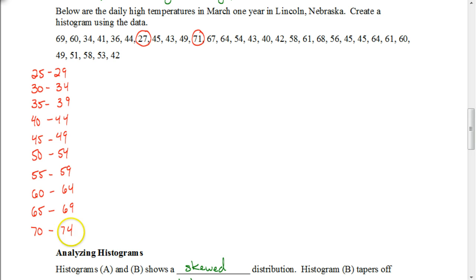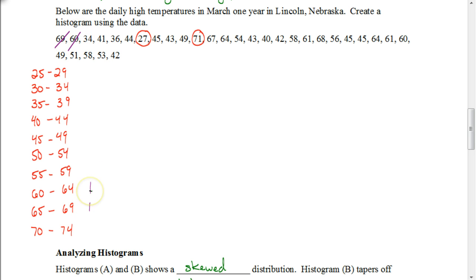Okay, so I have all my bins created where I can include all of the numbers now that are in this data set. So that's my first step. My next step is to start to count the observations that are in each bin. So I'm going to basically tally these up. So let's start with the 69. So that 69 would go down in this category. So I put a tally mark there.